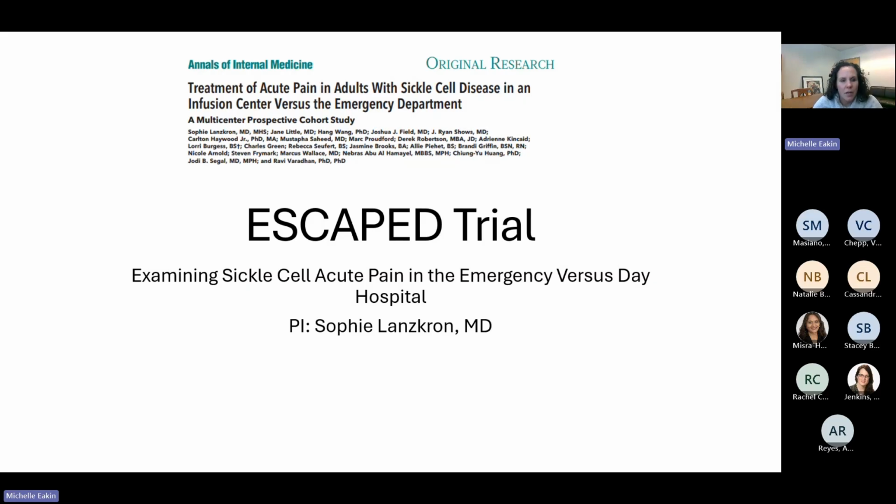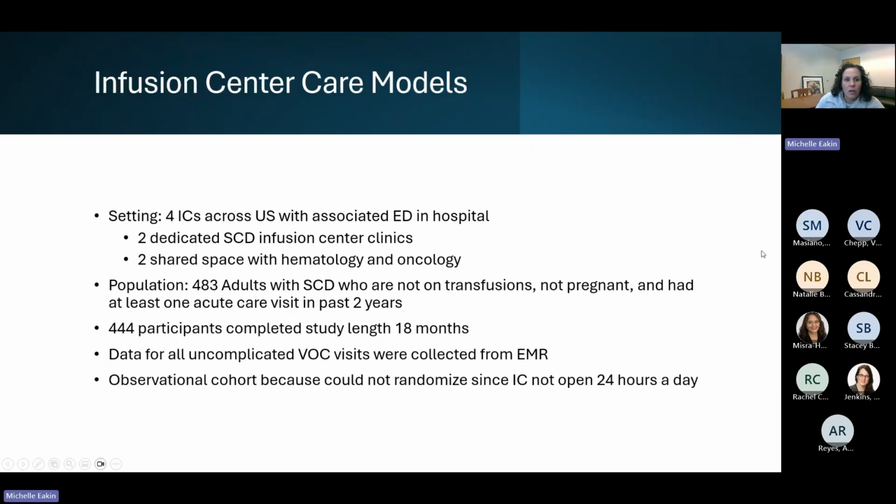But we did a matched control to be able to compare patients that were seen in the emergency room versus the infusion center. And we did this at 4 centers across the U.S. that had an associated emergency department.